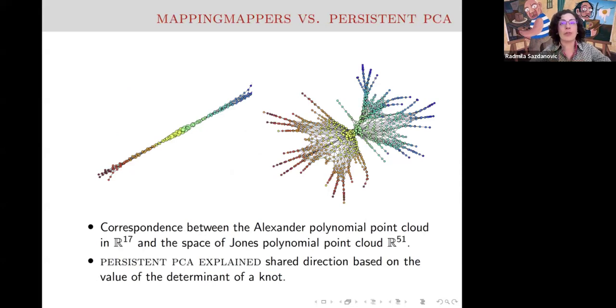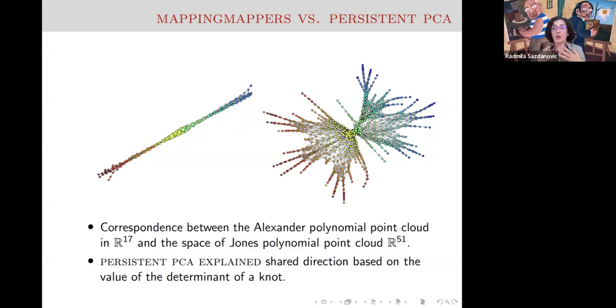I'm going to illustrate with several results. First, based on some experiments, we noticed that this rainbow linear coloring of the linear structure of the Alexander polynomial nicely lends itself to coloring the Jones ball mapper graph. But what this really tells you is some sort of shadow of the correspondence of the data in 17 dimensions with the point cloud in 51 dimensions. So it's really visualizing a relation between high dimensional point clouds.